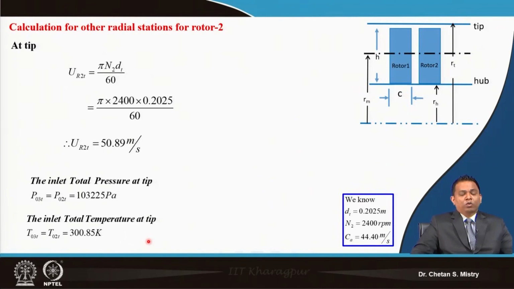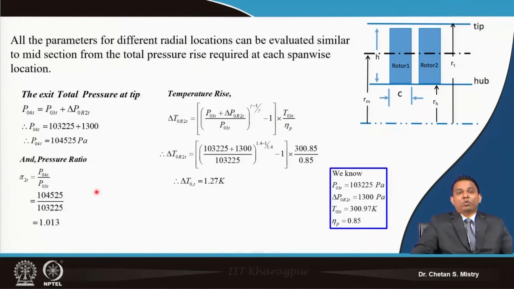Okay. Now similarly we will be doing our calculation near the tip region. We need to follow the same steps. We will be calculating our peripheral speed. Same way near the tip region we need our total pressure and temperature, which come from rotor 1 and will be the entry condition for my rotor 2. Now once this pressure and temperature are known, we can calculate my pressure ratio at the tip, and that is coming 1.013. My temperature rise delta T0 at the tip is coming 1.27 Kelvin.